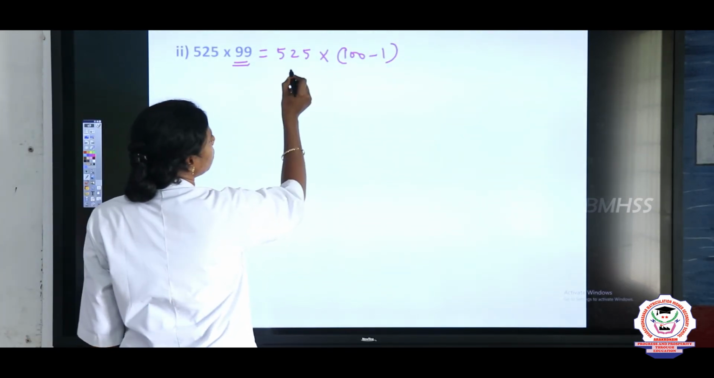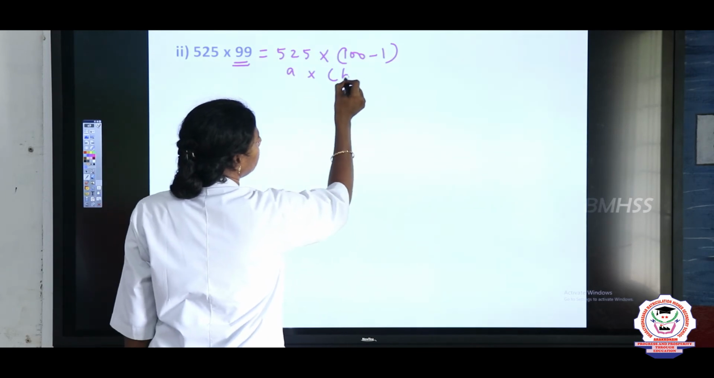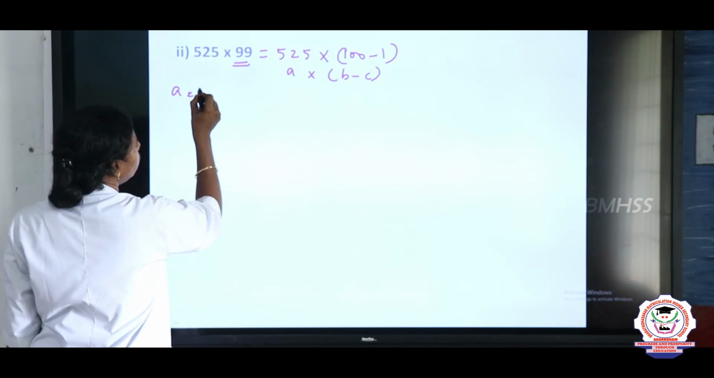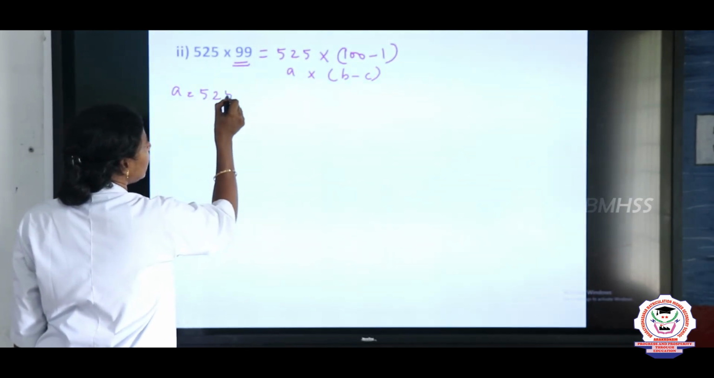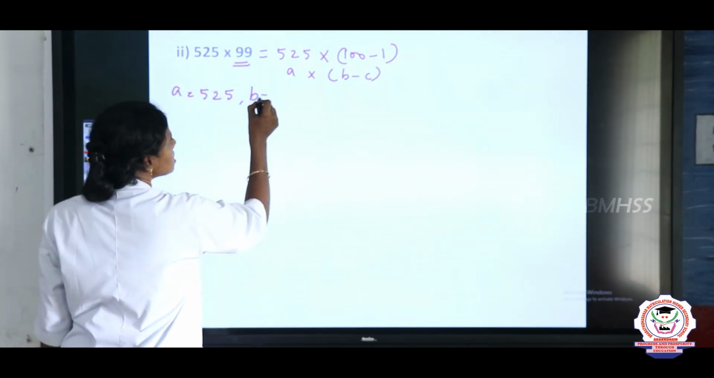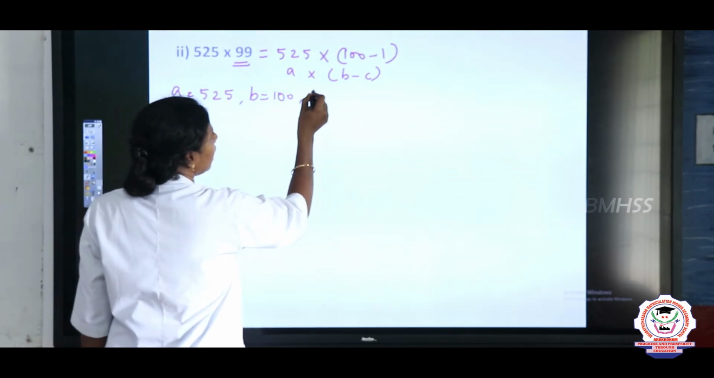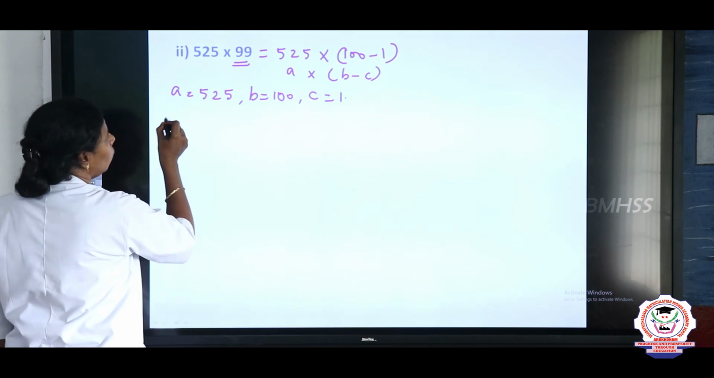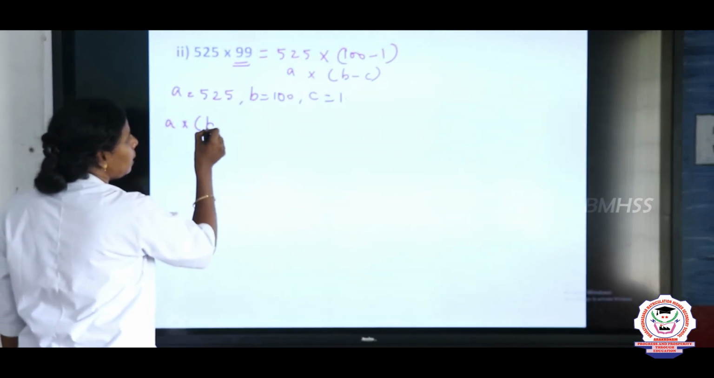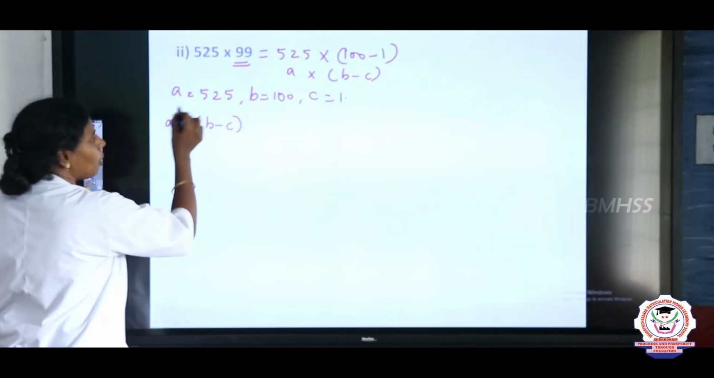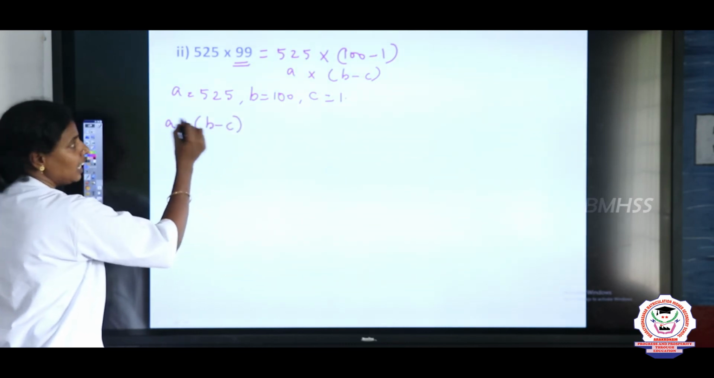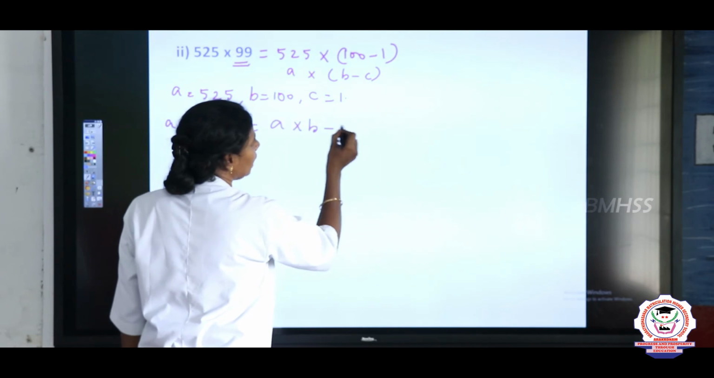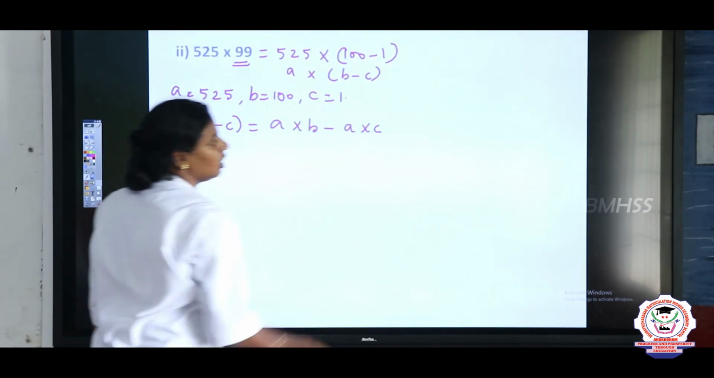Now this is in which property? A into B minus C. So what is the value of A? A equals 525, B is 100 and C equals 1. And write the property now. A into B minus C. So the property is A into B minus A into C.